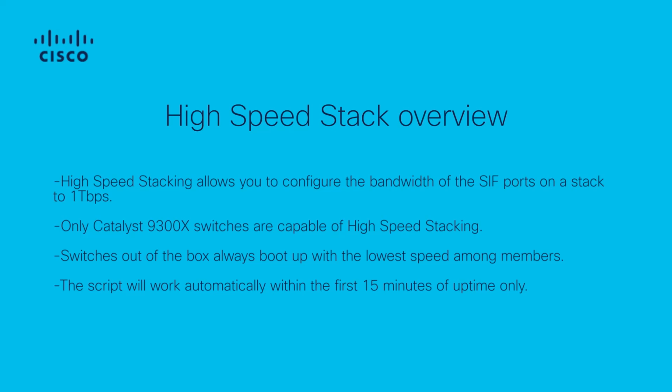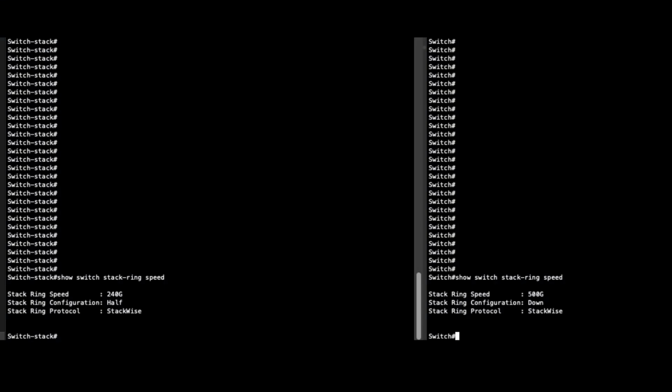Let's move on to a demonstration of how the configuration looks for both low and high speeds. As we can see in the configurations, the stack arrangement on the left shows a speed of 240, indicating it is configured at half speed. On the right, the switch shows a configuration speed of 500, indicating full speed.